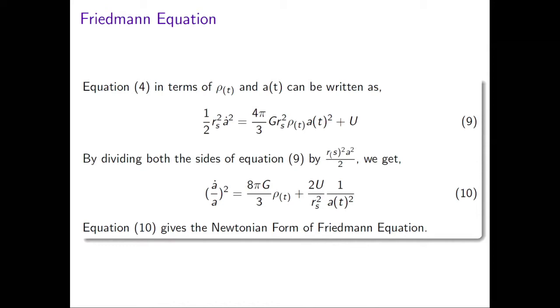So we divide both sides of the equation again by r_s² a²/2, and then we get equation number 10. So that is (ȧ/a)² equals 8πG/3 ρ plus 2U/r² into 1/a². So this is basically the Friedmann equation in the Newtonian form.